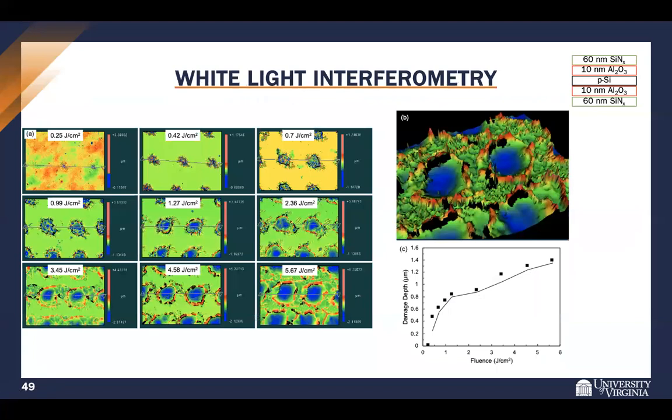I also looked at white light interferometry. This is Zygo, just an optical profiling technique. You can see that as the laser fluence increases, there is more and more damage and more melt depth in the sample. And then I have the highest fluence reconstructed here on the right in 3D. So you can see the craters that are formed by the laser pulse. In the bottom right here, you can look at the damage depth as a function of the laser fluence. You can see that it first rapidly increases, and then it increases linearly with increasing laser fluence.